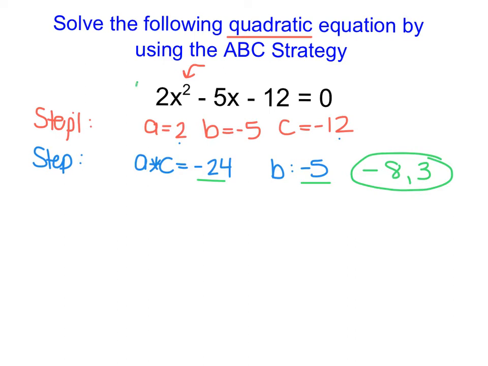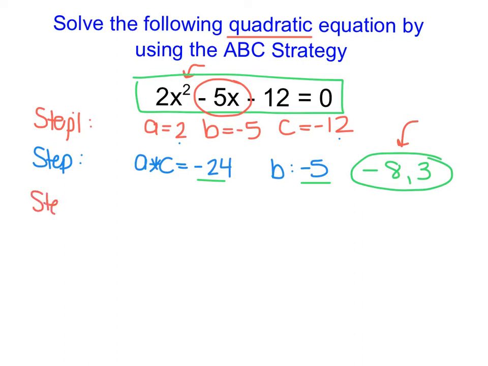So what we're going to do is we're going to rewrite this statement up here, and we're going to change this middle term right here to be -8x plus 3x. So it's just a rewriting process. So step 3 here, we're going to write 2x squared, and then we're rewriting this term to be minus 8x plus 3x minus 12 is equal to 0.